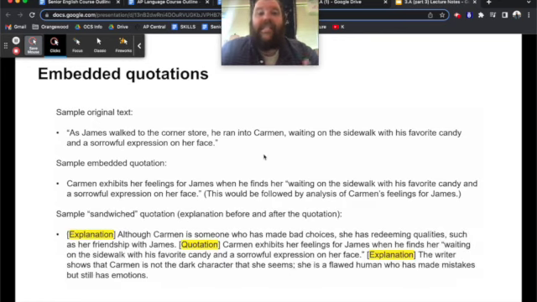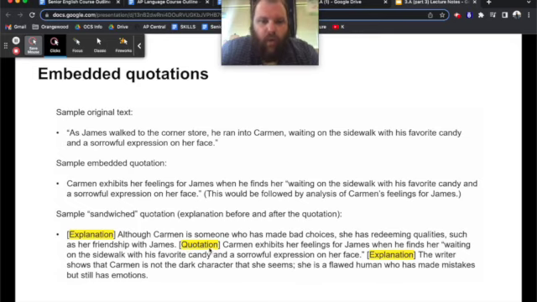Here is a sandwiched quotation. This is really the main goal for us. What we want to do is start with some explanation, a sentence of explanation, that goes like this: although Carmen is someone who has made bad choices, she has redeeming qualities such as her friendship with James. Okay, let's get some evidence.